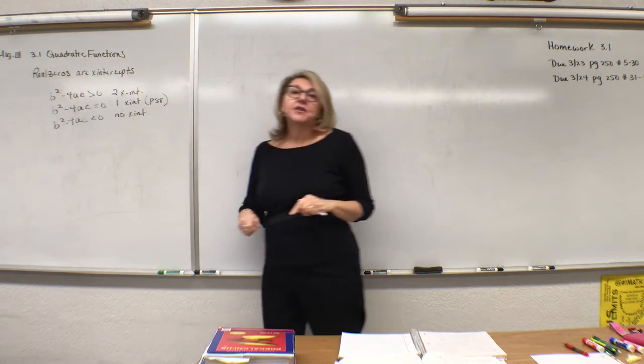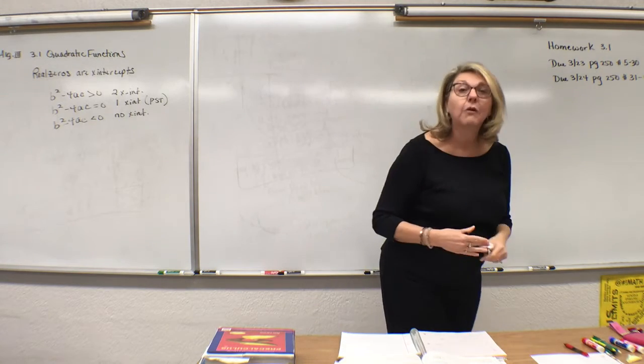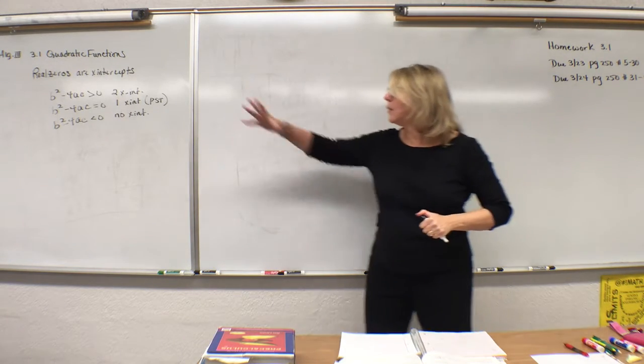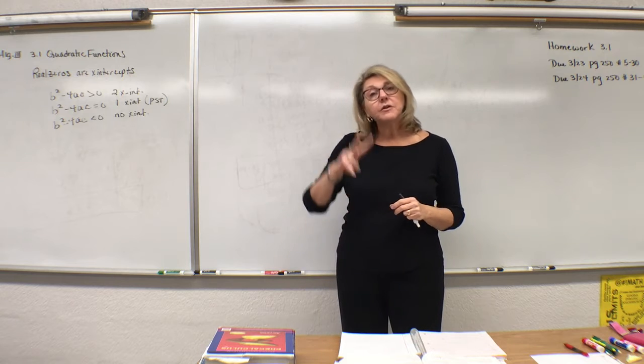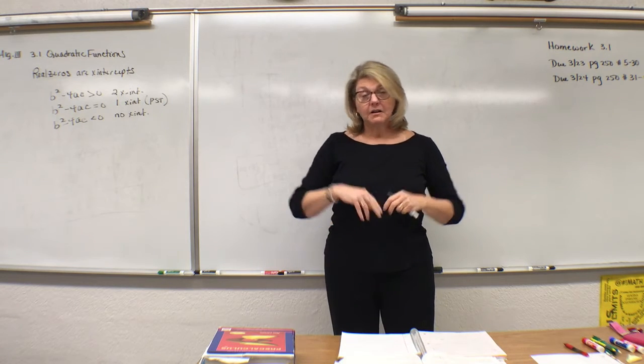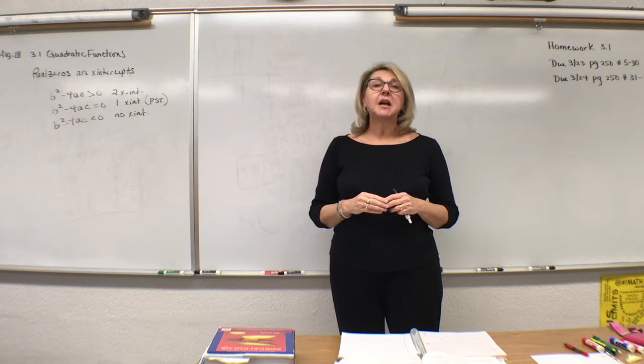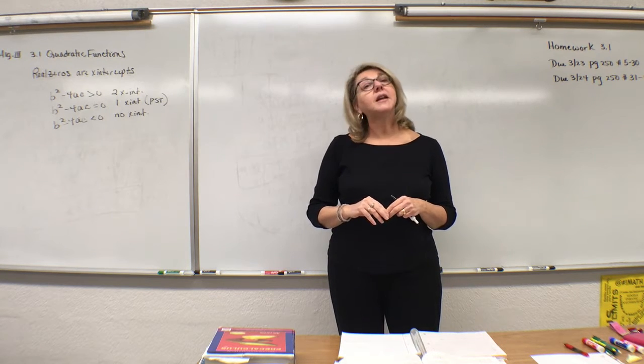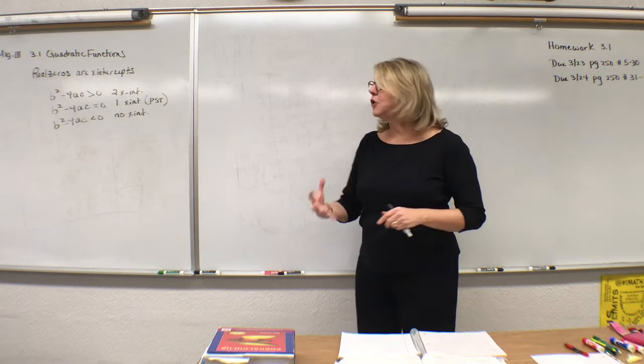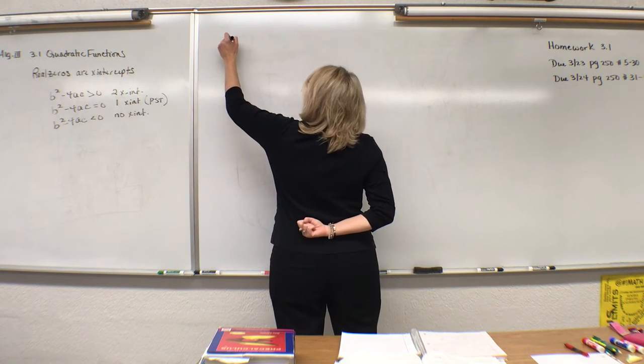This kind of information is going to be important when we go to graph. What are we looking for? What are we expecting? Sometimes our curves are going to cross in two places. Sometimes our curves are only going to intercept in one place, and sometimes our parabolas aren't going to have any x-intercepts at all.